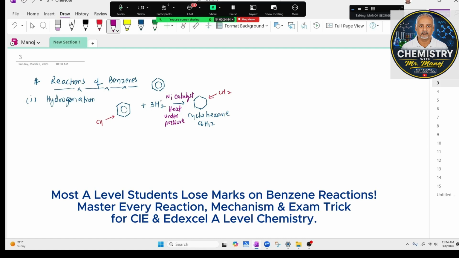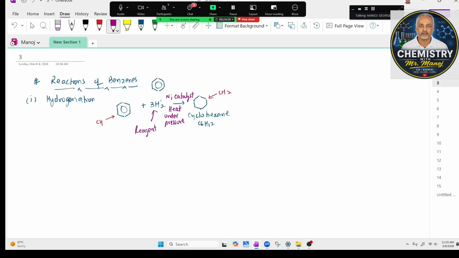They will ask you who's the reagent. So hydrogen becomes the reagent. Sometimes they will say, who's the reagent? What's the reaction condition? Who's the reagent means who you're reacting with. I'm reacting with hydrogen, so that's my reagent. What's the catalyst here? That's the nickel catalyst, and that's the conditions there.